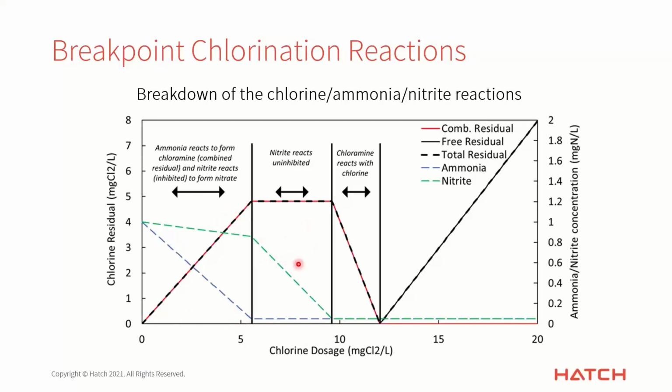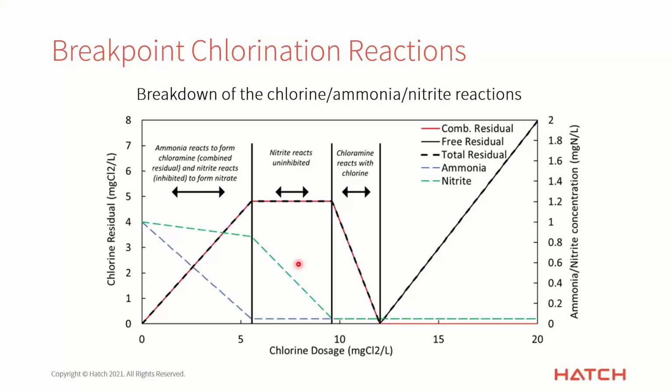In the second section here, we have nitrite reacting uninhibited. So basically all of the ammonia has reacted at this point and turned into chloramine. What we also found is that the nitrite reaction with chlorine is about 100 times faster than the chloramine reaction with chlorine. So the way we set up the model was that the nitrite is then going to react before the chloramine reacts.